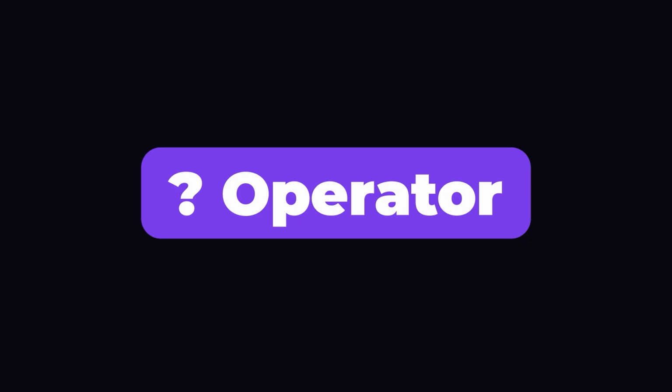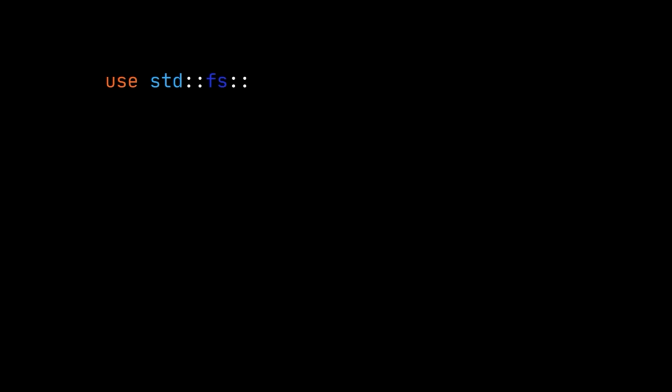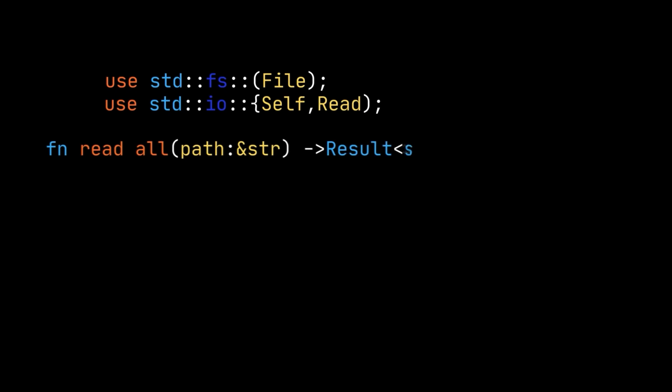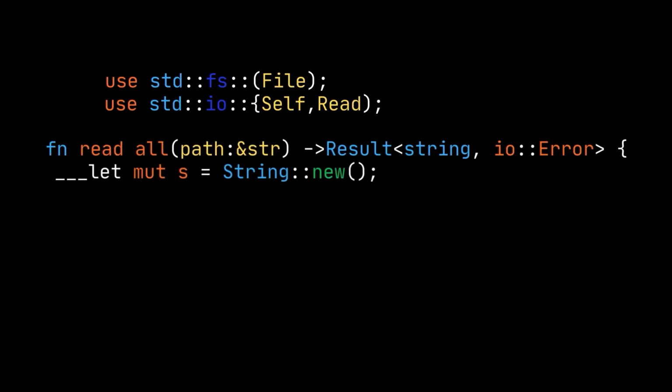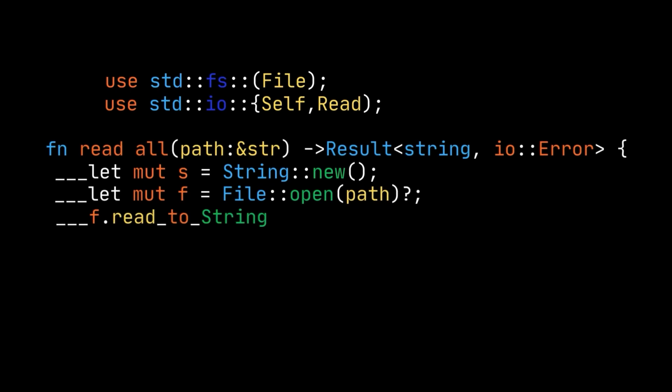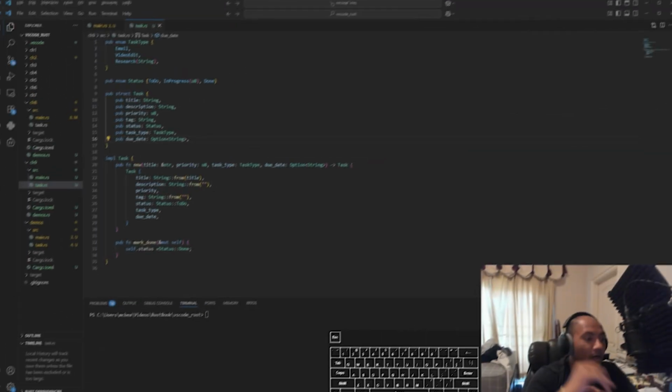Moving on, we have the question mark operator. The question mark returns early with the error, converting types when needed. It keeps code clean. In our example here, we are importing our File module as well as our Read module. As you can see in our function read_all, we pass it a path string, and we have a result of String or io::Error. We make a mutable s to make room for the string, and then we have an f that opens the path, and we're reading into the string using the s that we've created.